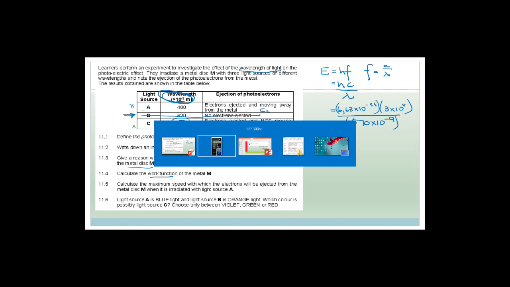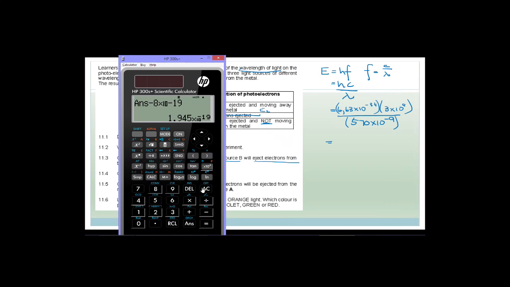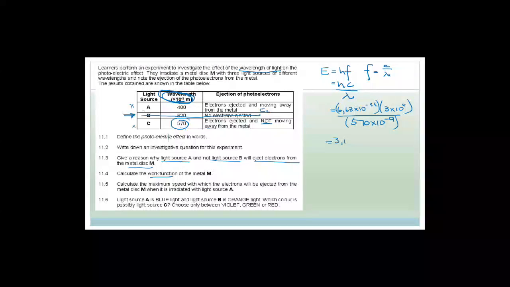Okay, so let's use our calculator. Let's use a fraction for a change. That's 6.63 exponent negative 34 multiplied by 3 exponent 8, all divided by 570 exponent negative 9, equals 3.489, but the 9 rounds up to 3.49. Okay, so it's 3.49 times 10 to the negative 19. And then what unit are we looking for? Work function is energy, joules. Okay, we're looking for the joules.